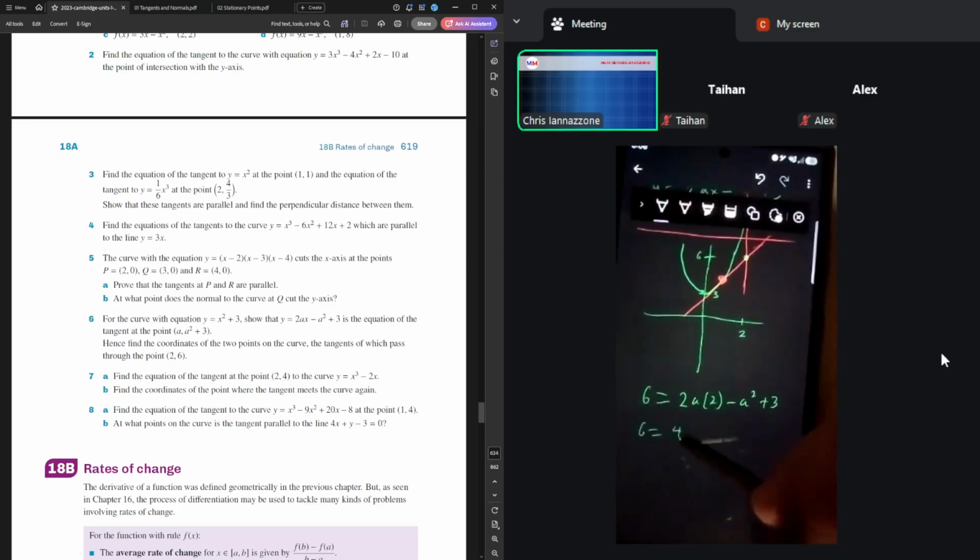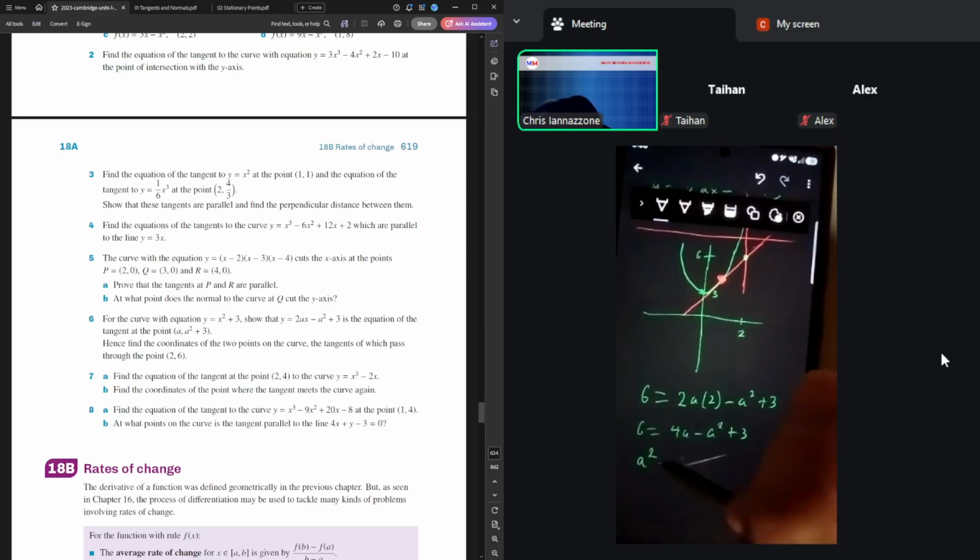6 equals 4a minus a squared plus 3. We now have a quadratic, so let's go ahead and do that. A squared minus 4a, and 6 take 3 for 6 minus 3 for 3.